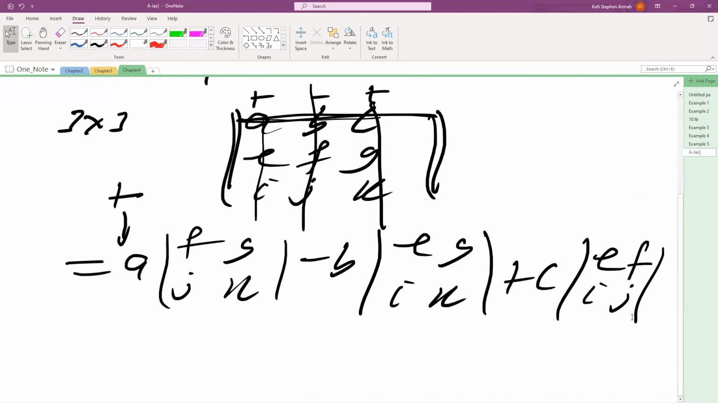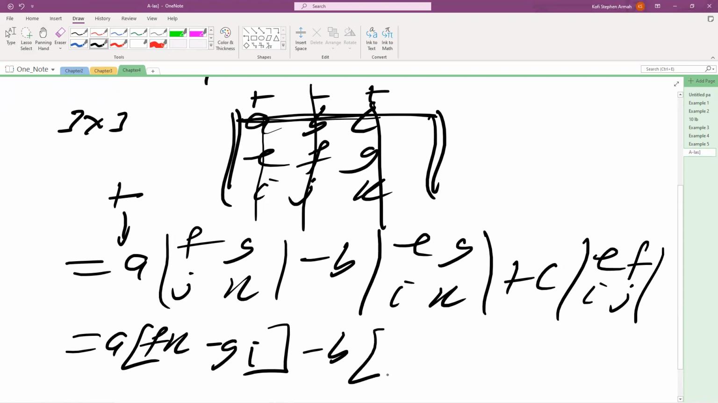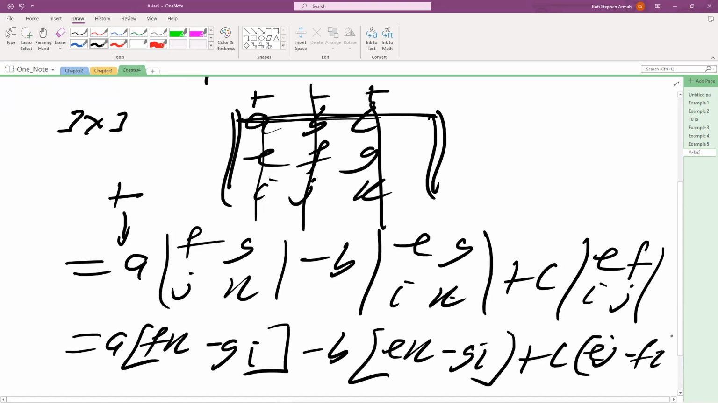Then each becomes 2 by 2. So A times, F times K minus G times J, minus B times, E times K minus G times I, plus C times, E times J minus F times I. That's how to evaluate the determinant of a simple 3 by 3 using the first row.